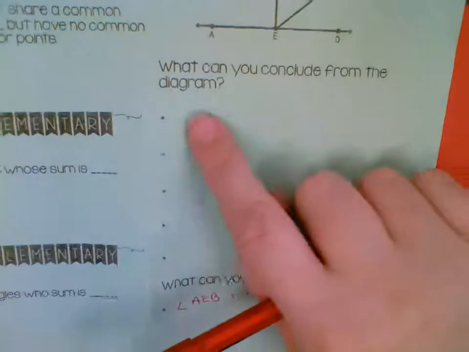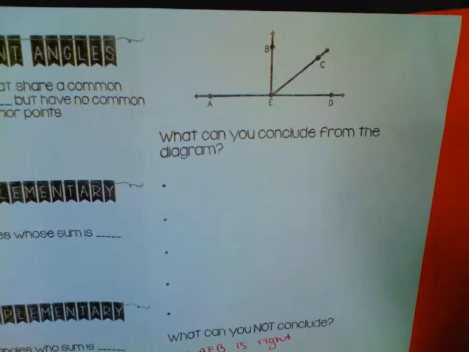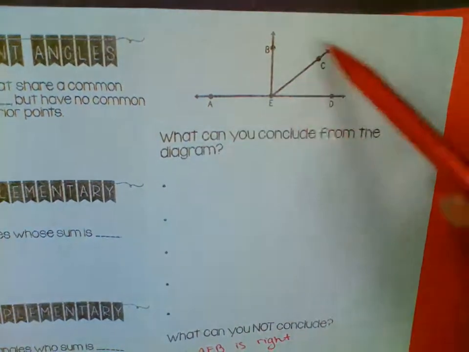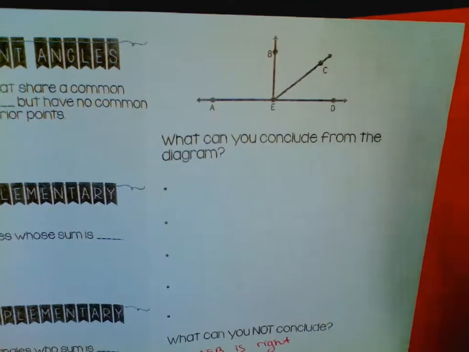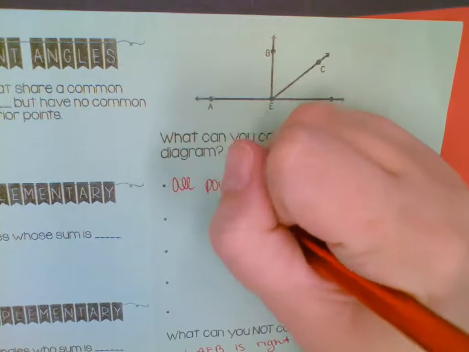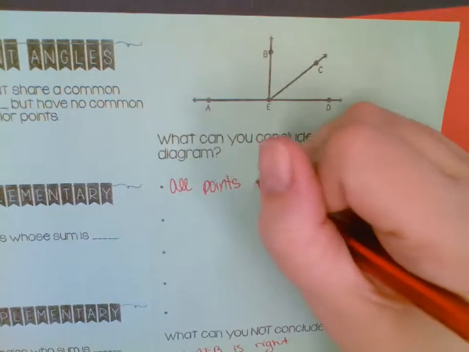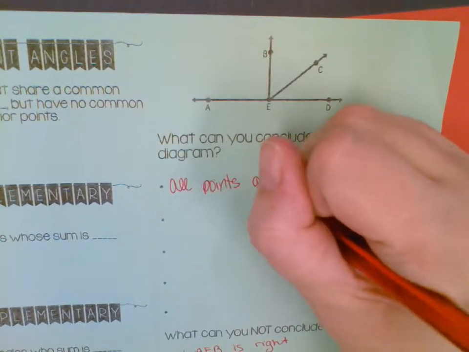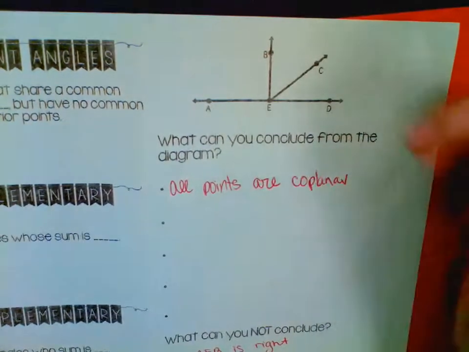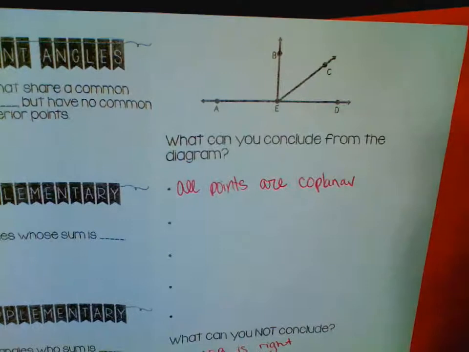Oh, I guess I'll do one of these 2 for you because I don't know if you get it. So one of the things that we can conclude about this picture is that all the points are coplanar. This is one of the ones I didn't think we would think of. Okay, they're all on the same plane. And that's because it doesn't show us anything as 3-dimensional.